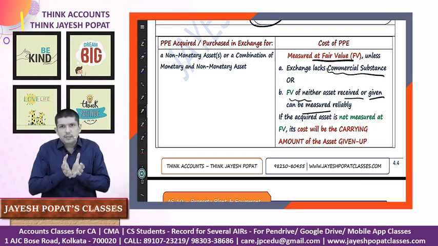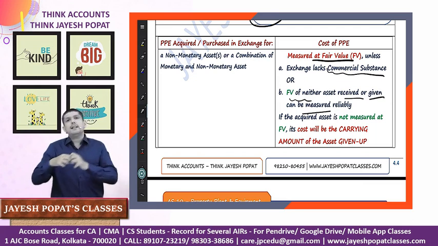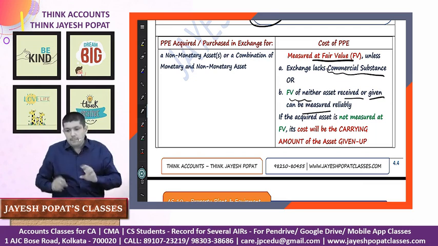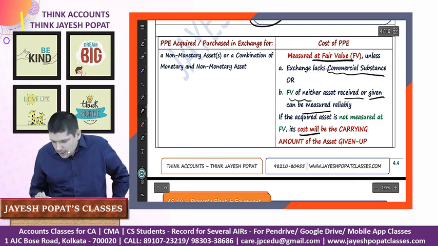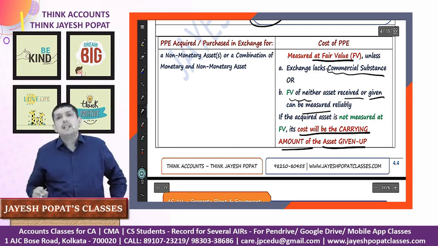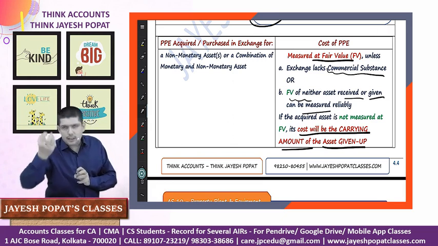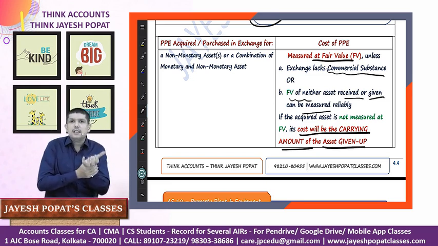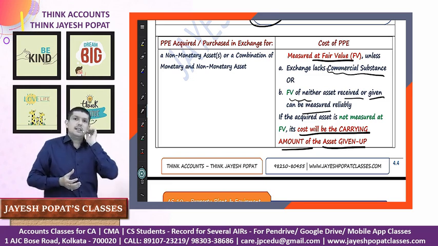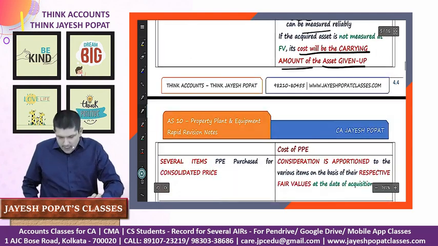Alternatively, if the fair value of the asset which you are giving is more clearly evident, then you should capitalize at fair value of the asset given up. If neither is the case, then you should consider the cost as the carrying amount of the asset given up, right? So whatever assets you are giving up to acquire a new asset, you should look at the carrying amount in your books of accounts of the asset which you are giving up, and that should be considered as the cost of the new PPE that you have acquired.